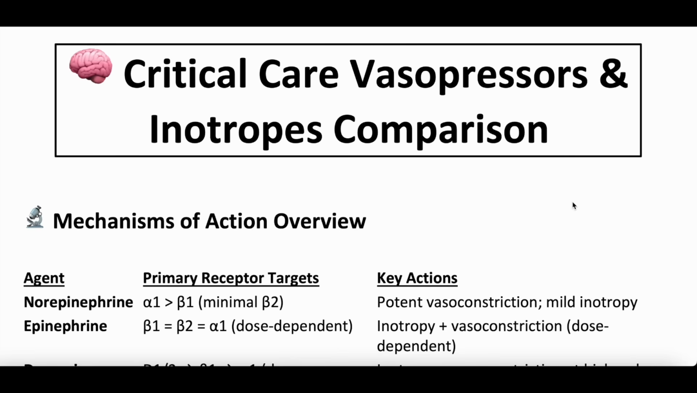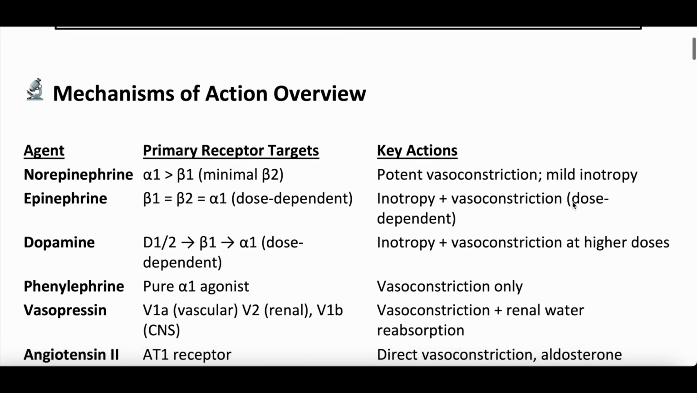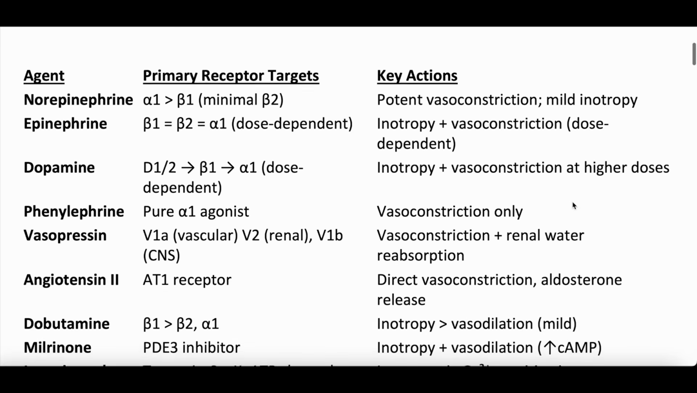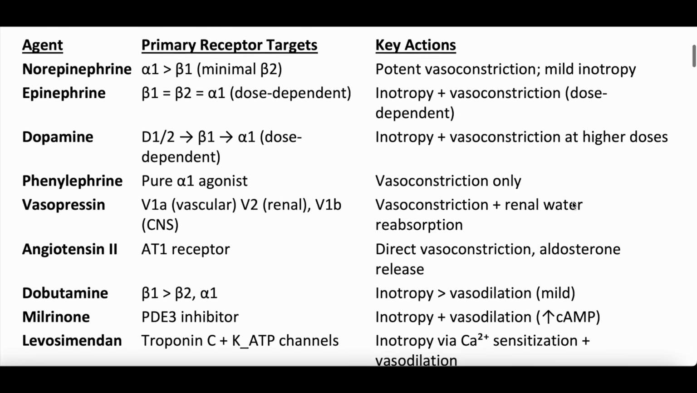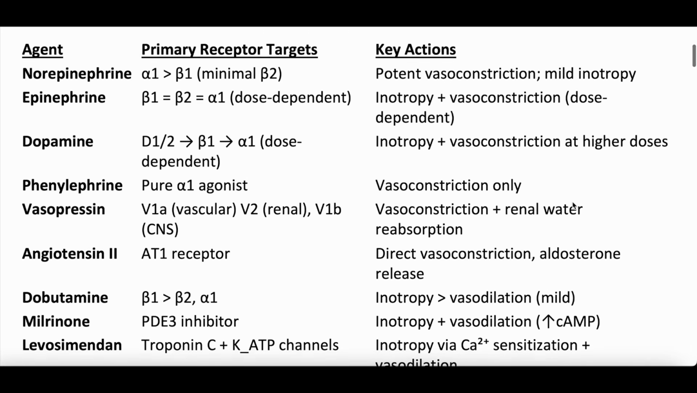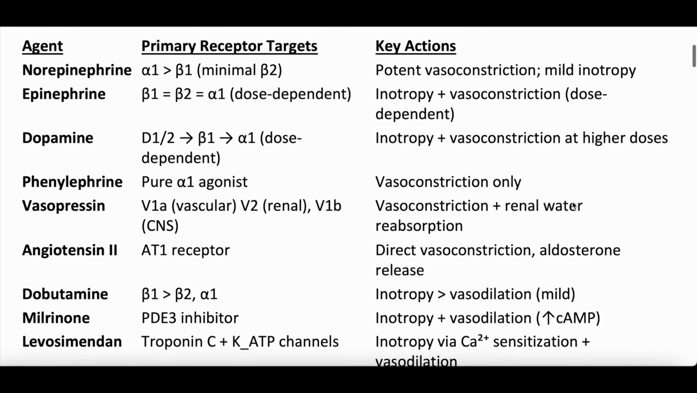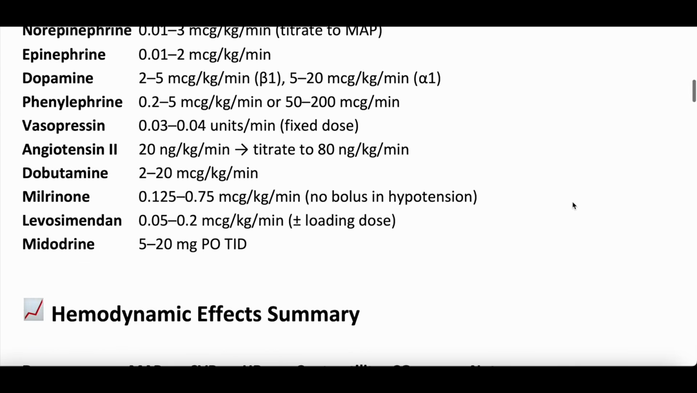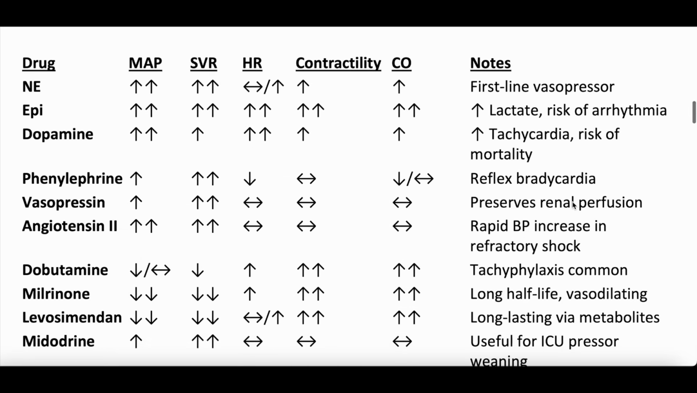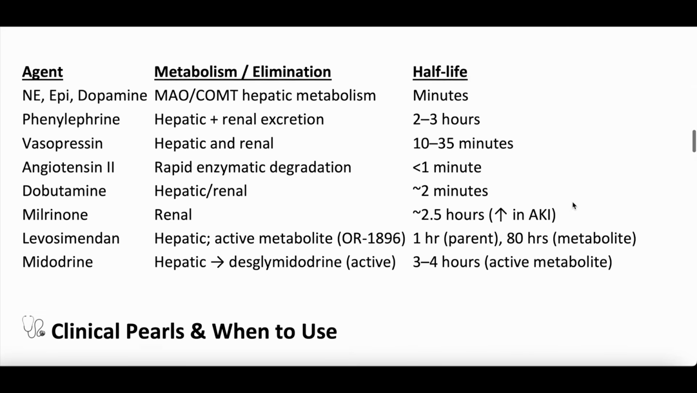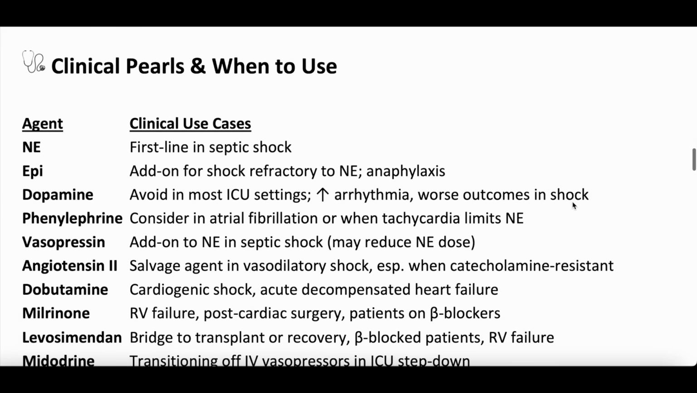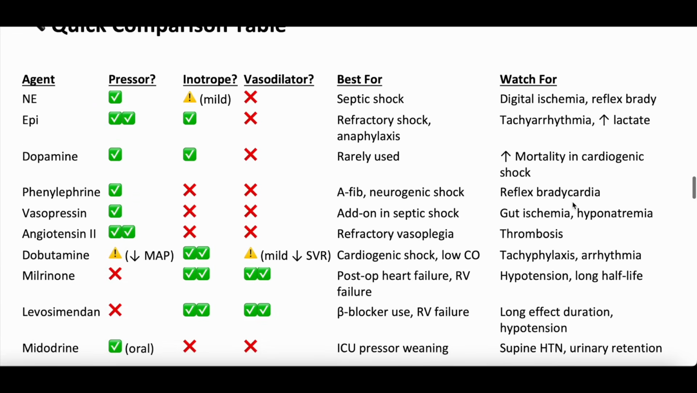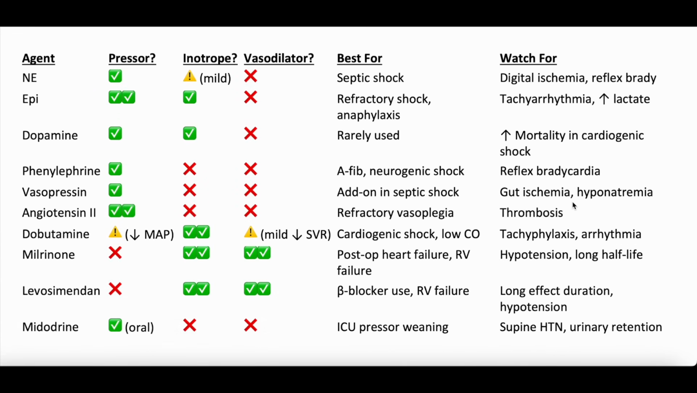But we're going to go through a couple different ways to compare these. One is going to be a mechanism of action comparison, looking at each drug: Norepinephrine, Epinephrine, Dopamine, Phenylephrine, Vasopressin, Angiotensin II, Dobutamine, Milrinone, Vasopressor, and Midodrine, looking at their receptors and key actions. There then will be a dosing overview of all these drugs, a hemodynamic effects table, a metabolism and half-life table, clinical pearls on each one, which we will talk about, and then a quick comparison table where all this is put together into one super table.